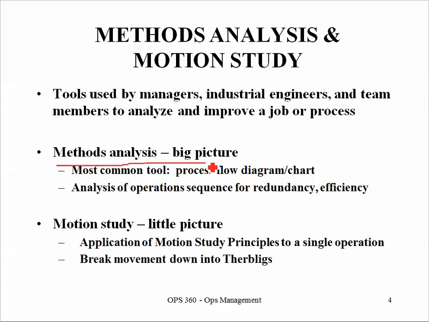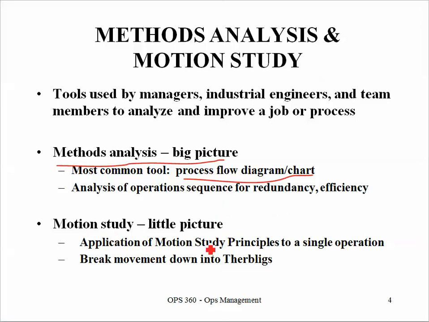A methods analysis I like to think of as being fairly big picture. Okay? The most common tool we're going to use here is a process flowchart or process flow diagram. We're going to look at all the operations that are being done by the worker or workers, and what we're trying to do is eliminate non-value added or unimportant operations. Trying to get rid of redundancy, cut out unnecessary transportation, unnecessary storage, and so forth, and maybe even shorten the total length of time necessary to do the job.